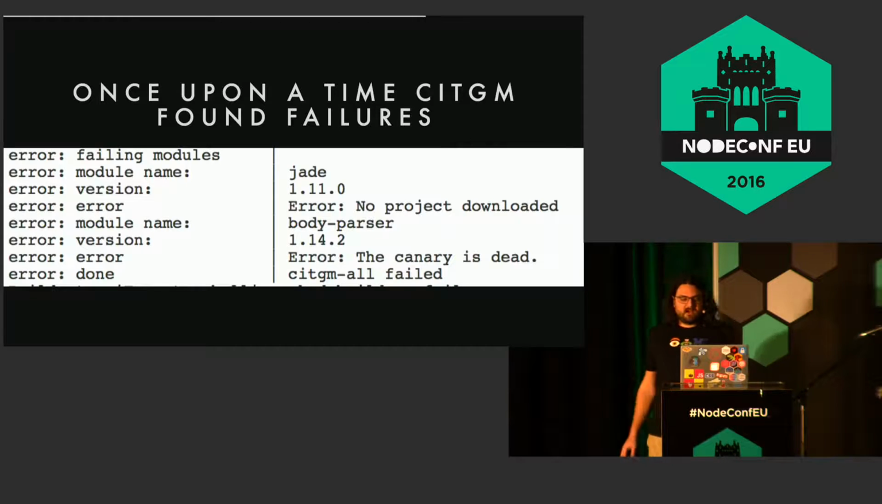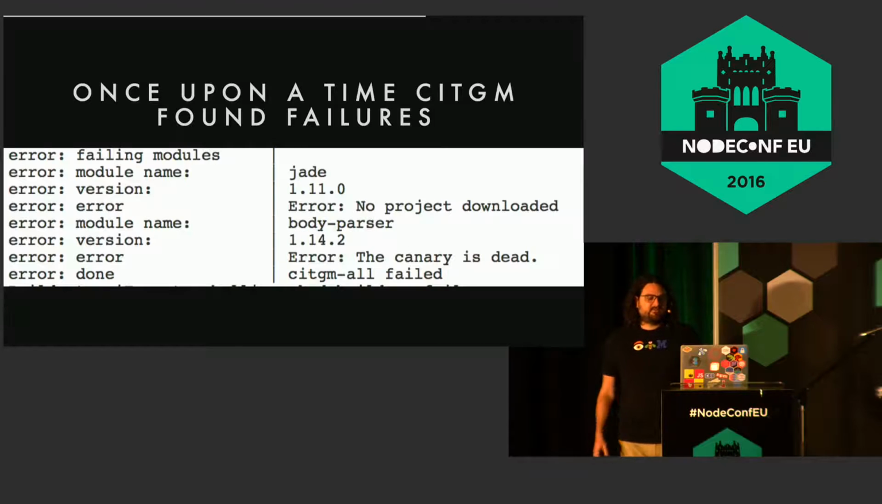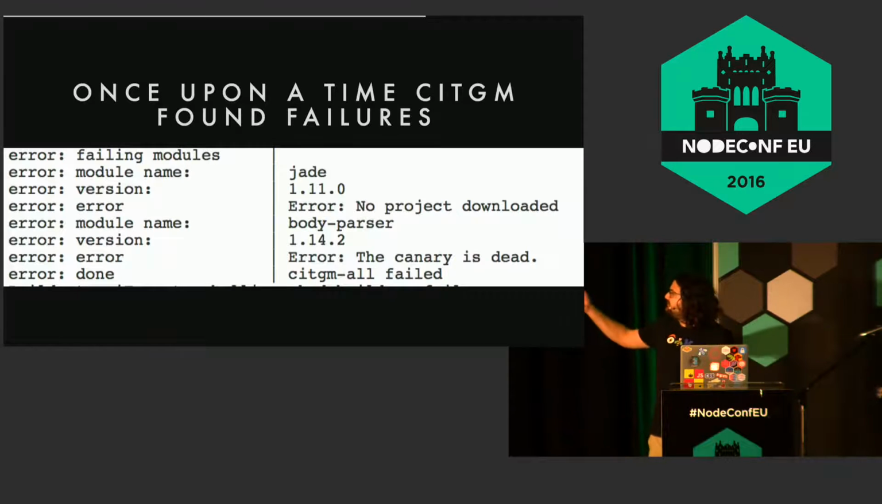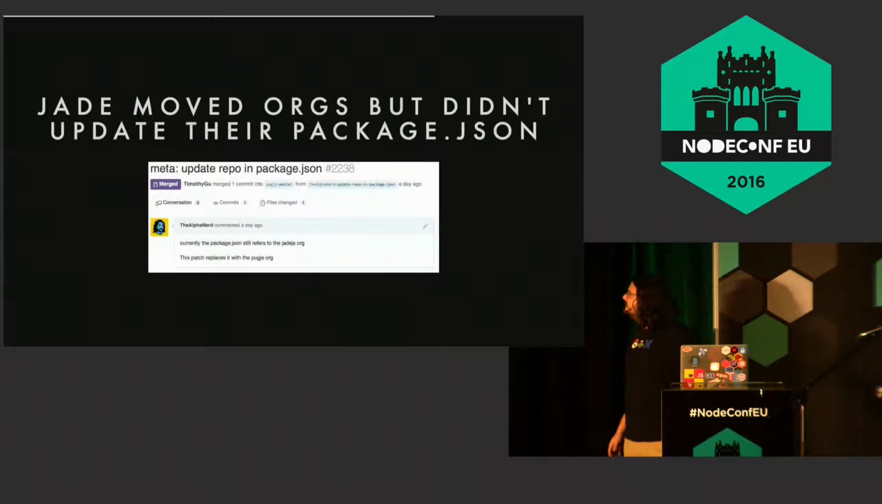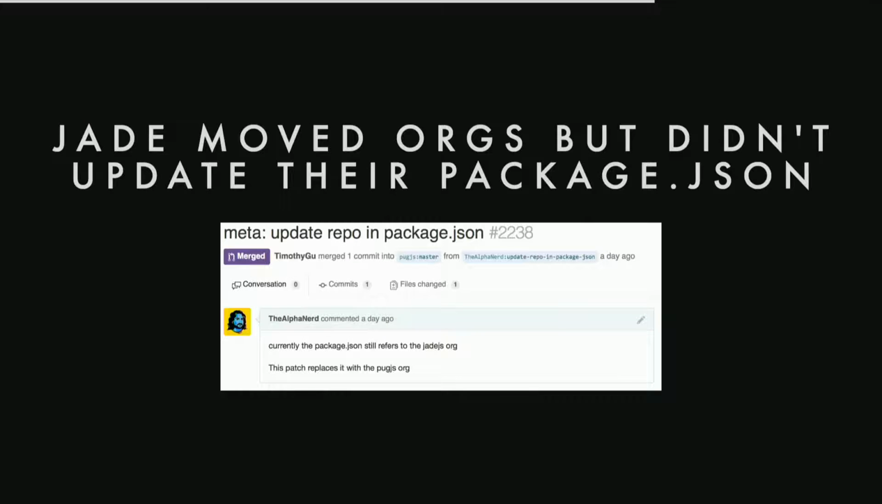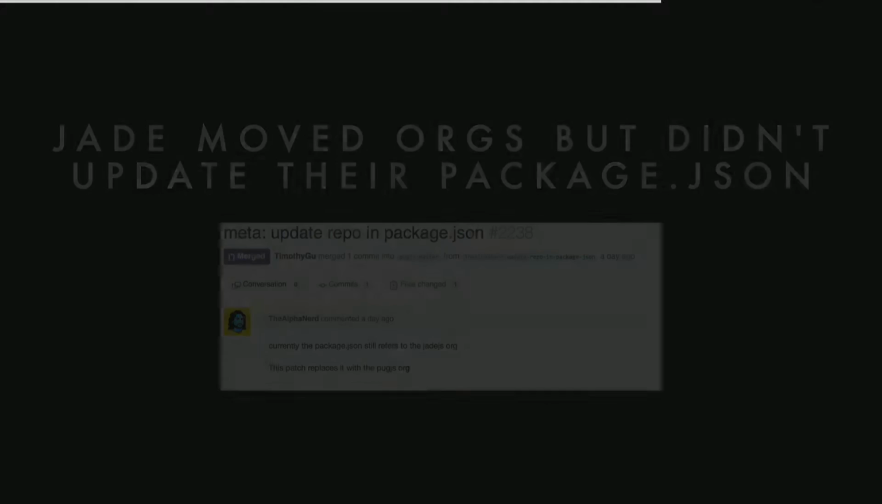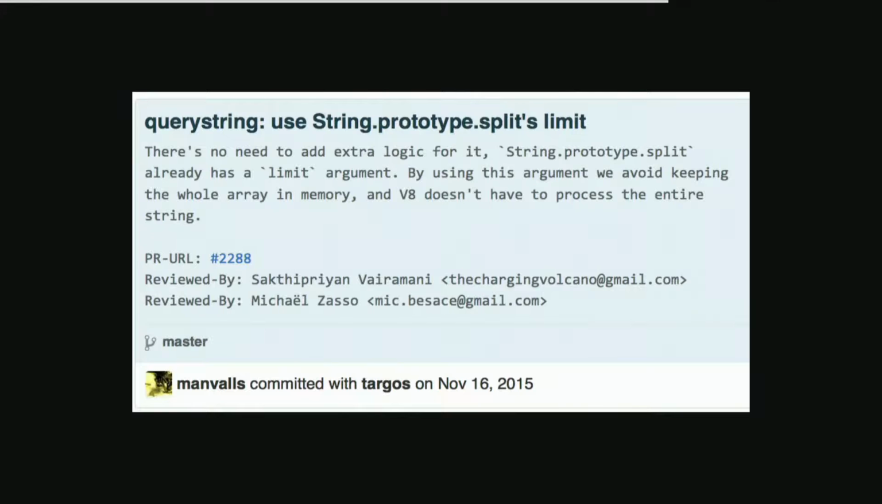Once upon a time, Canary in the Gold Mine found some failures. You can see that there was a failure in Jade, and there was a failure in Body Parser. So let's dig into these and see what it was. The Jade one was pretty simple. It turned out Jade changed its name to Pug. I'm not going to talk about that too much. It upsets me.